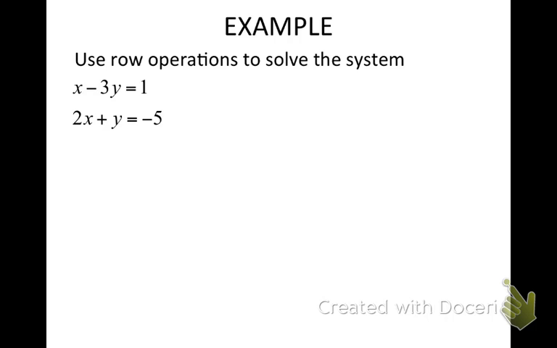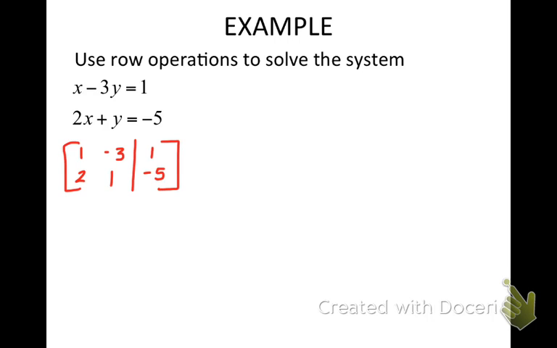So I'm going to turn my system into an augmented matrix. Here we go. To create it, all I'm going to do is focus on the coefficients. The coefficient of this x is what number? 1. Coefficient here is negative 3. I'm going to put my bar where my equal signs are. Then I have a 1. So there's my first row. Row 2. 2, 1, negative 5.